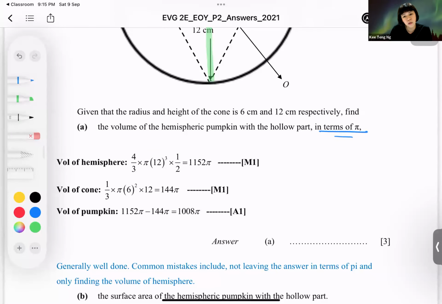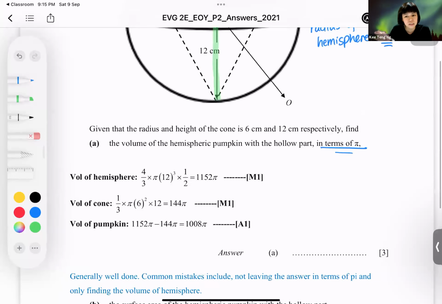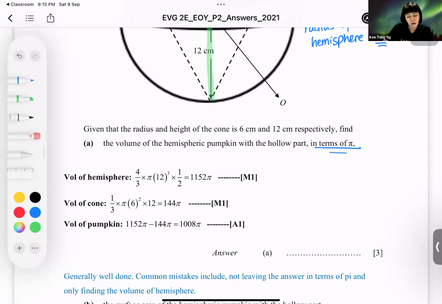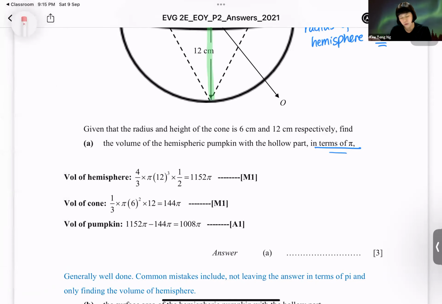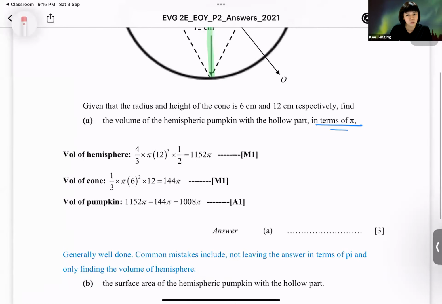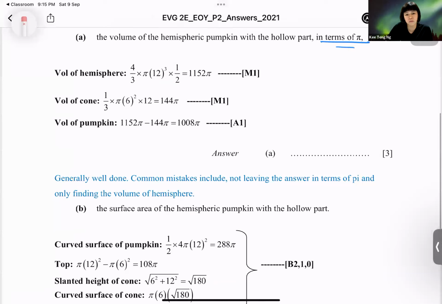A common mistake is that students forget the answer should be in terms of pi. They give the answer in significant figures or decimal places instead. So this is a common mistake.